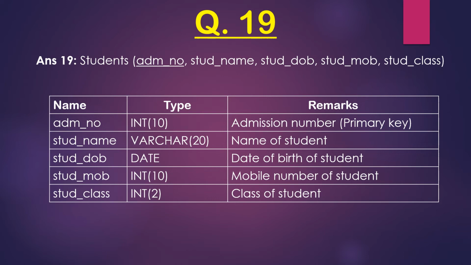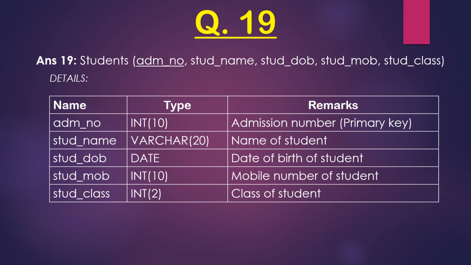Now, coming to answer 19, here, first of all, you have to give the schema of table students. Whenever you are asked such questions in which you have to give the schema of a particular table, you have to see the name of the table, or which table it is asking about. So according to that, you have to give your answer. For example, here we have to give the columns for the students table.